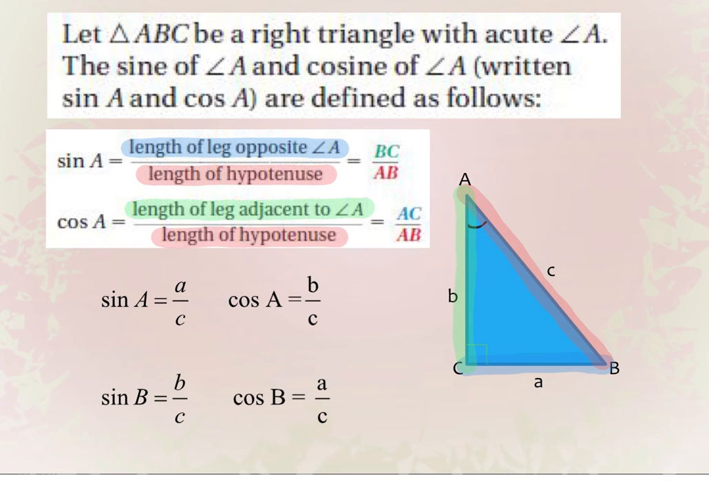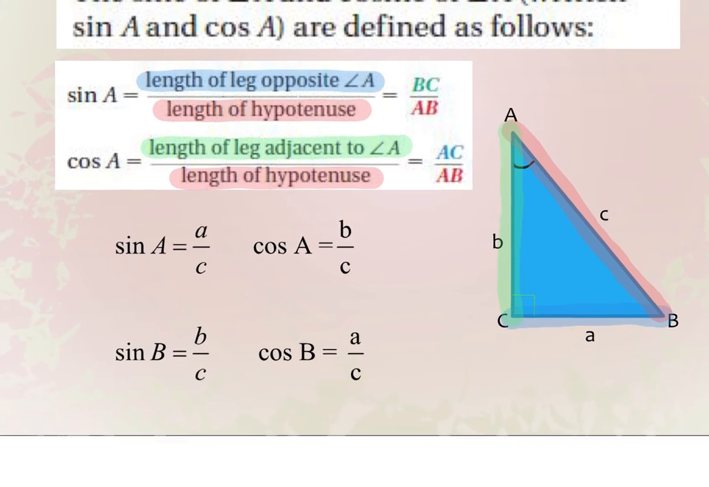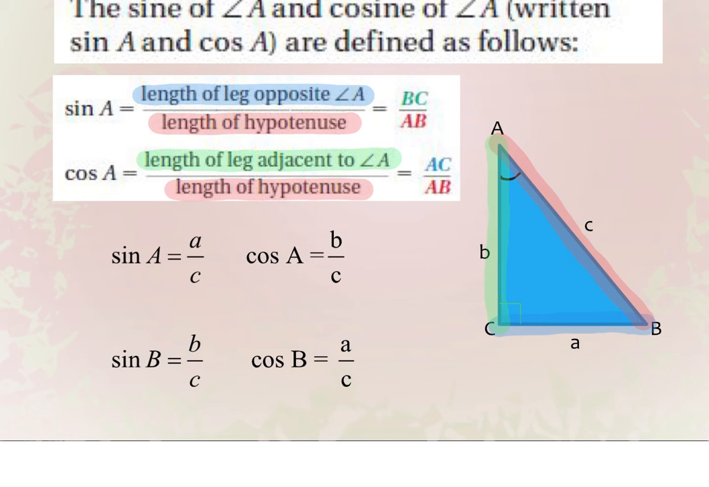Okay, and then it gives you all the ratios of all of the angles down below. So if you look at the sine of angle A, sine is opposite over hypotenuse. So it was a over little c. Cosine of angle A is the adjacent leg, which is little b, over the hypotenuse, which is c.